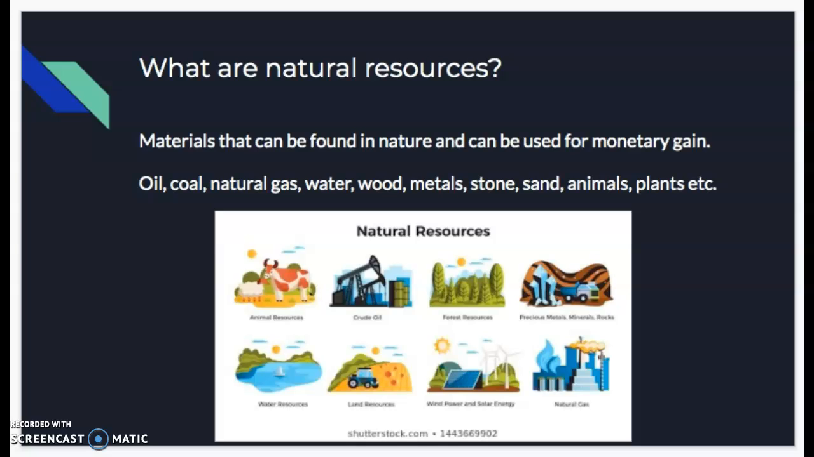What are natural resources? Natural resources are materials that can be found in nature and can be used for monetary gain or economic gain. So humans use these natural resources in order to improve their society. They use it to make money. They use it to make products that we need to use in order to live, that kind of thing. So some examples of these are oil, coal, natural gas, water, wood, metals, stone, sand, and even plants and animals, because we use plants and animals for food. And oftentimes clothing and things like that as well.